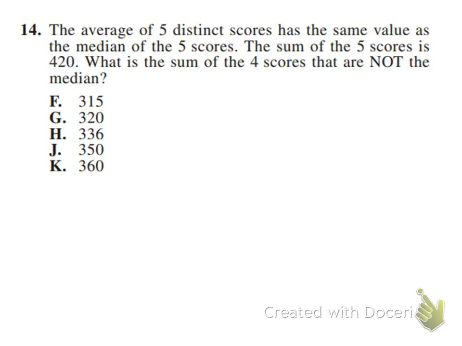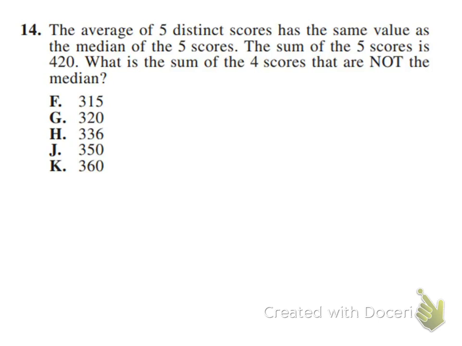The average of 5 distinct scores. What does distinct mean? They're all different. All 5 scores are different. Okay, has the same value as the median of the 5 scores. So we're talking about the average and the median. What's the median? Middle. It's the middle one, right? Okay, and they're the same.